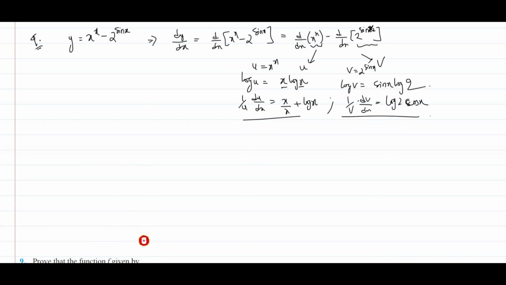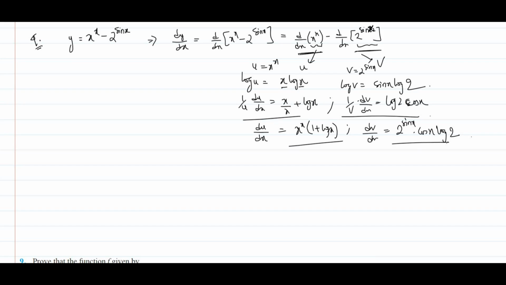Now you can subtract this because you will be getting both du by dx. This is u, that means x to the power x times 1 plus log x, and you will also be getting dv by dx, that is v. V means 2 to the power sin x times cos x times log 2. So now you can be subtracting both of these expressions because this is what is needed. In this way, when there are any additions or subtraction between this kind of functions which needs logarithmic treatment, you can break them down into 2 different functions to solve it differently.